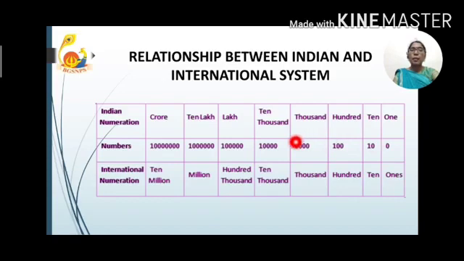But here did you observe, up to 10,000 the names of the places are the same in both the Indian system and the international system, children. Only from lakhs place it changes. Here 1 lakh in the Indian system equals 100,000 in the international system. 10 lakh in the Indian system equals 1 million in the international system. 1 crore in the Indian system equals 10 million in the international system. So only from the lakhs place it changes, children. Up to 10,000 the names of the places are the same in the Indian and the international system.